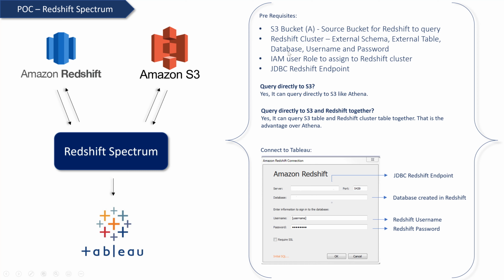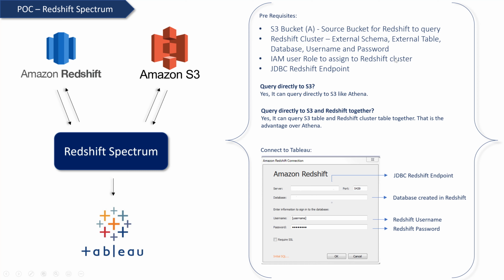So guys, just imagine you already have a cluster in Redshift, and you have a database there, plus you have your username and password. So these three things will be there. If you have a Redshift cluster, all these three things will be there. So what new do you have to create to work on Redshift Spectrum? So this external schema and external table.